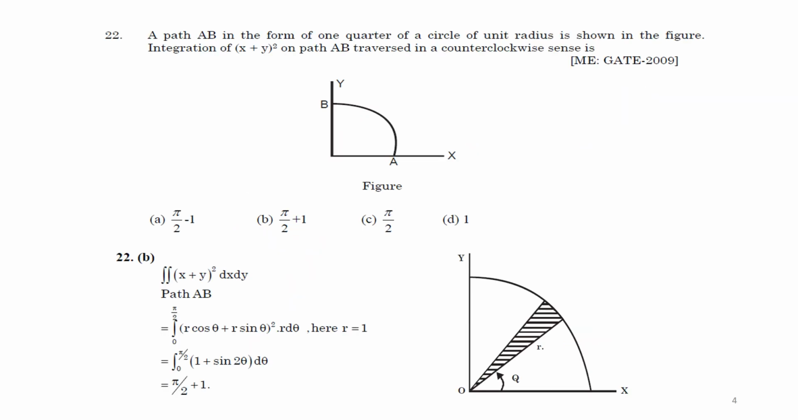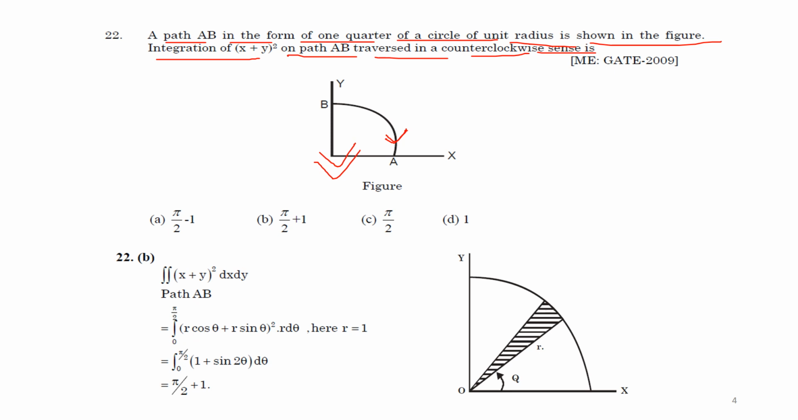Next question. We'll read that. A path AB in the form of 1/4 of a circle of unit radius is shown in the figure. Find the integration of x plus y square on the path, traversed in a counterclockwise direction. If you plot this, it's actually not a full circle, but just 1/4 is given. This equation is given, x plus y square.